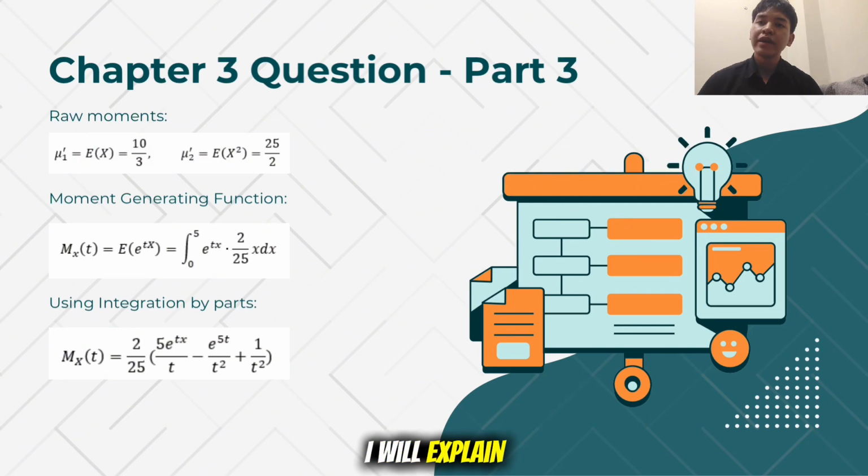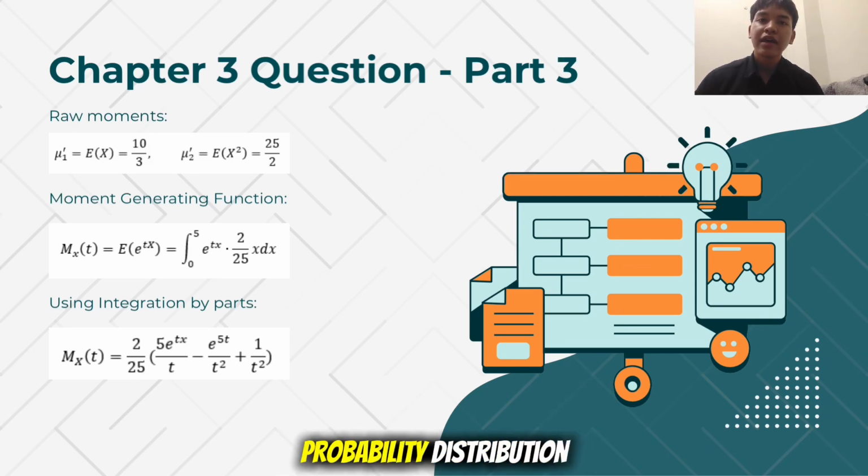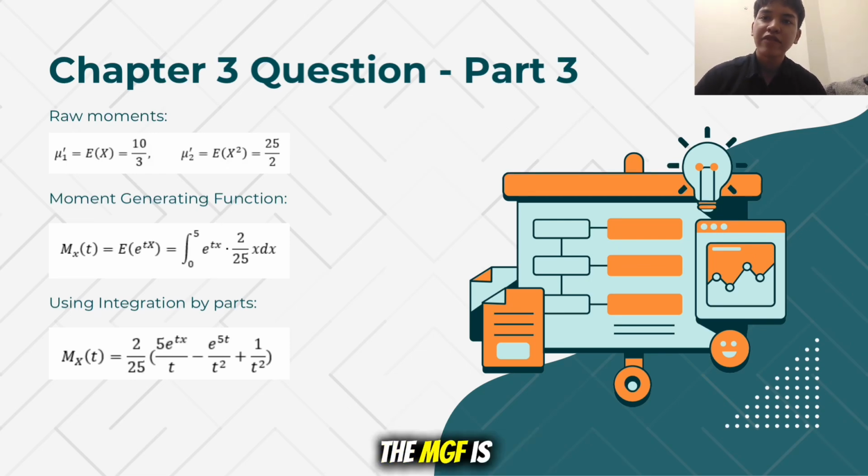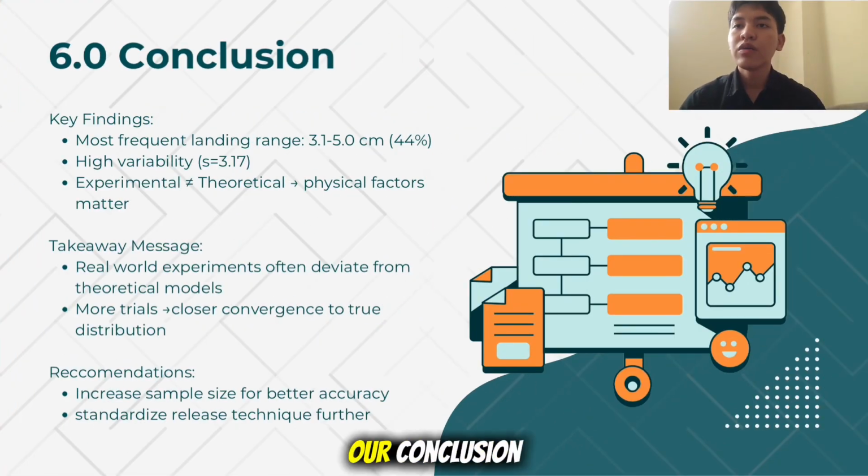So, I will explain the moment generating function. We also derive the moment generating function, or MGF, which fully characterizes this probability distribution. The MGF is found using integration by parts. We arrive at the final expression. The MGF is useful because it can be used to derive all moments of the distribution, such as the mean and the variance.